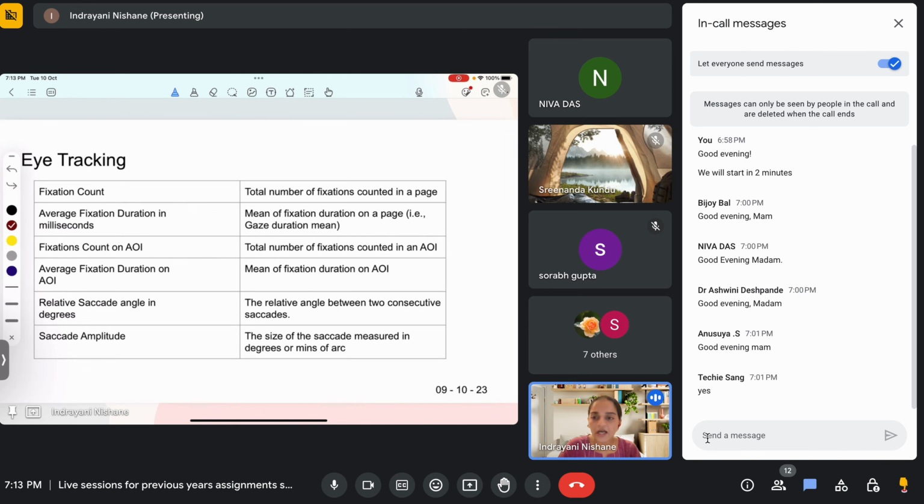Now coming to eye tracking, there are different eye trackers which will detect your pupils, and then they will track how you are moving your pupils when you look at different parts of the screen. Yes, pupils can be tracked, exactly.